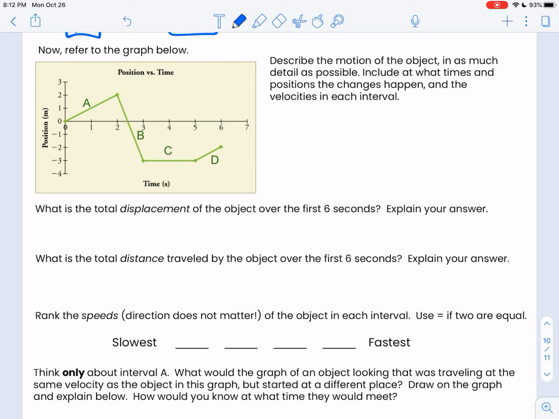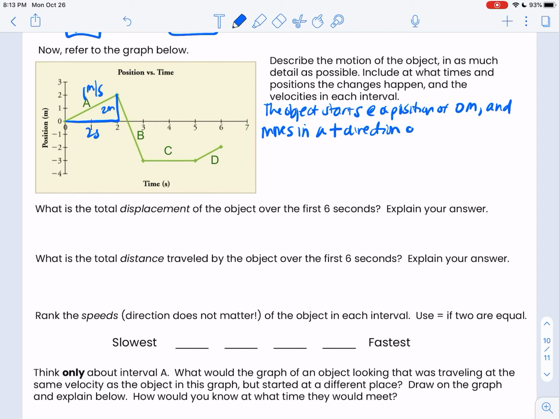So the first one, let's see, it takes 2 seconds to go 2 meters. Put that over here. So 2 meters, that's going to be a speed of 1 meter per second. So the object starts at a position of 0 meters and moves in a positive direction at 1 meter per second for 2 seconds. Then now it's going to go the other way. So let's see what's going on with this.